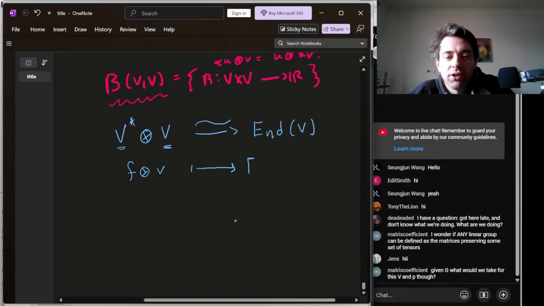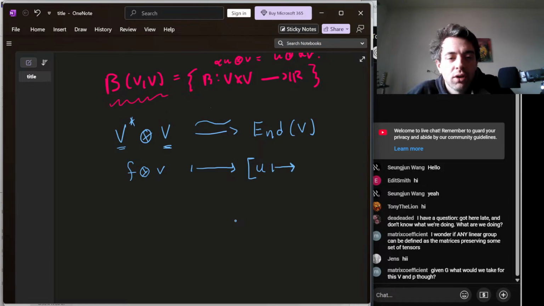So we need to send it to a linear map. What linear map are we going to send it to? We'll take the linear map that eats in some U, and send it to, well, I need to send it to a vector, right? Well, I've got a vector here, and I've got a thing over here that eats vectors and spits out scalars. So what I'll do is plug in U to this thing that eats vectors and spits out scalars. Now I've got a scalar, and I'll just multiply V by that scalar. And I claim that this is an isomorphism.